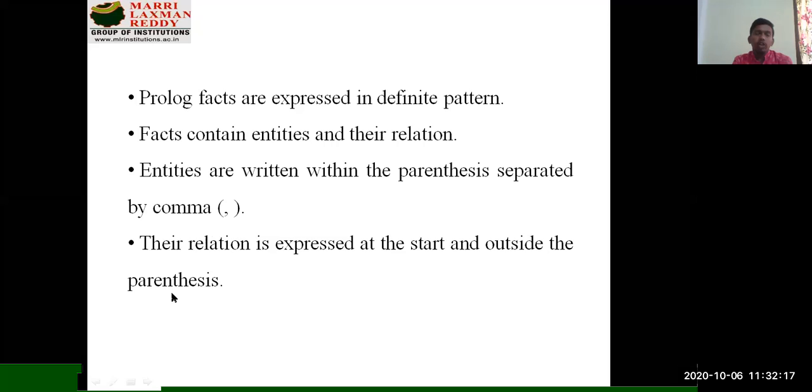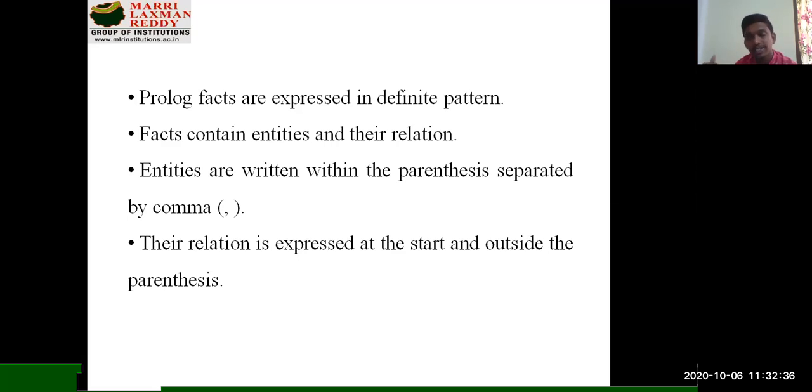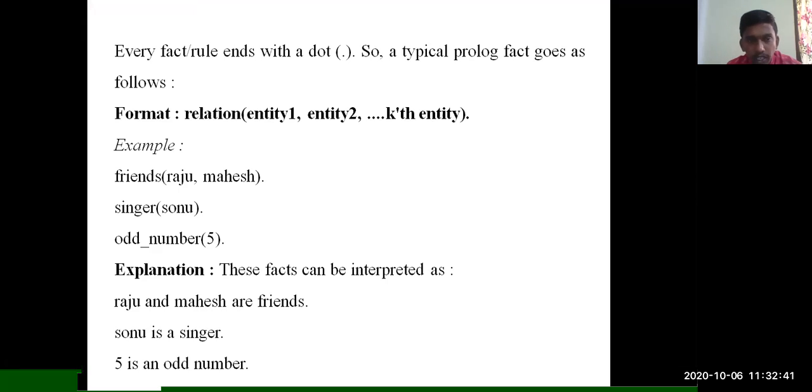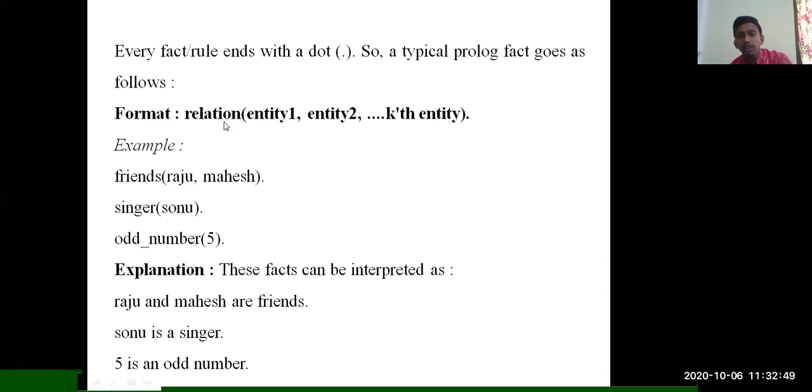Talking about facts and rules, Prolog facts are expressed in a definite pattern. Let's see what the definite pattern is in the upcoming example. With an example, there will be a proper structure developed, which we call the syntax, and according to that we define the pattern. Facts contain entities and their relation. Here you can see the format: relation of entity one, entity two, and likewise there can be a number of entities. Every fact or rule ends with a dot.